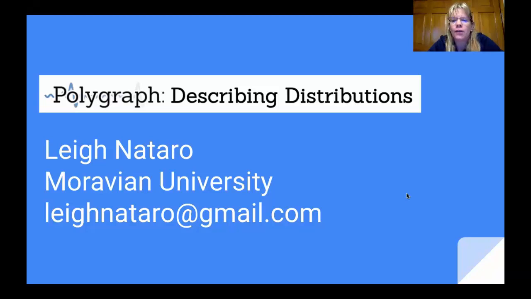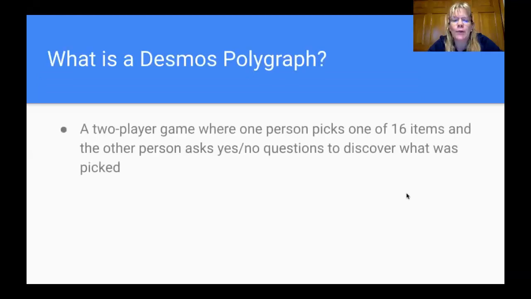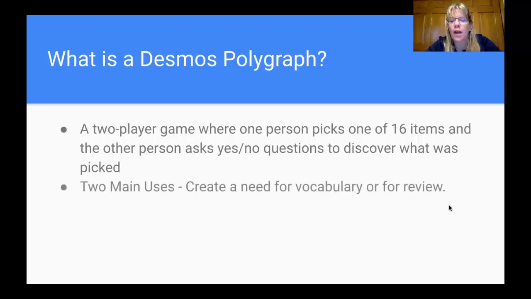First of all, for those of you that have never experienced a polygraph, you might be wondering, what is a Desmos polygraph? A Desmos polygraph is a two-player game where one person picks one of the 16 items, and then the player they're going against has to ask yes or no questions to discover what was picked. There are two main ways you could use this with your students.